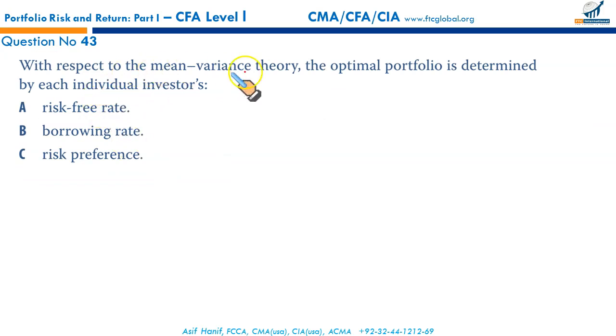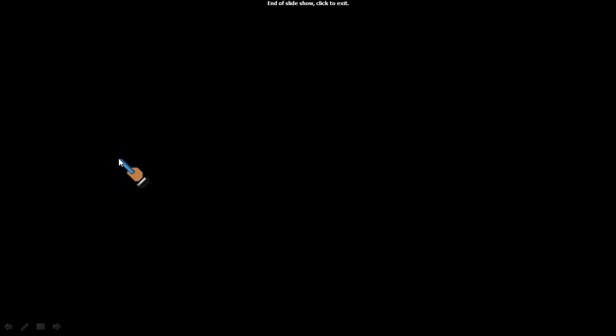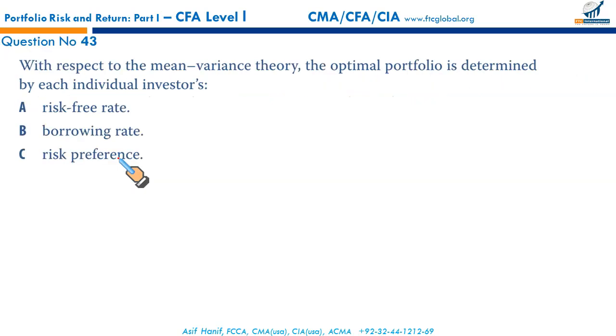With respect to the mean variance theory, the optimal portfolio is determined by each individual investor's, not risk-free rate, not borrowing rate, rather risk preference. Each individual investor's optimal mix of the risk-free asset and the optimal risky asset is determined by the investor's risk preference, and that makes C the correct option, and it ends your EOC's portfolio risk and return part 1.